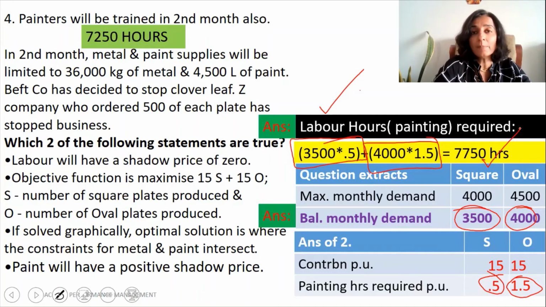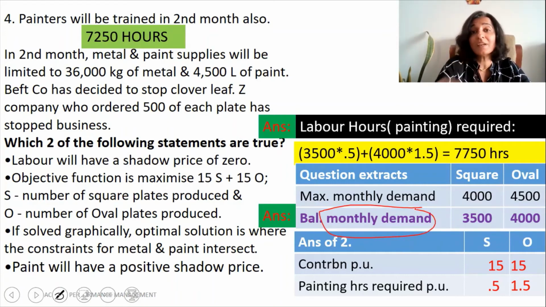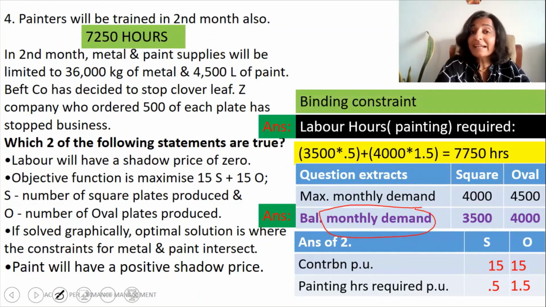But what is the total painting hours that is available in-house? It is just 7,250 hours, which means that the painting labor hours is limited. It is limited to the extent that we will not be able to meet even the monthly demand. Such type of constraints are known by the term binding constraints. So we know that labor hours of painting is a binding constraint.